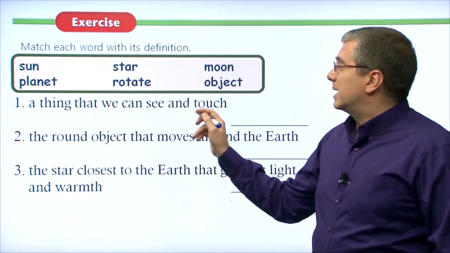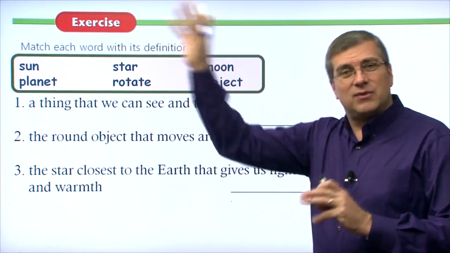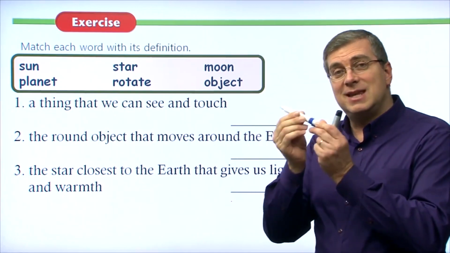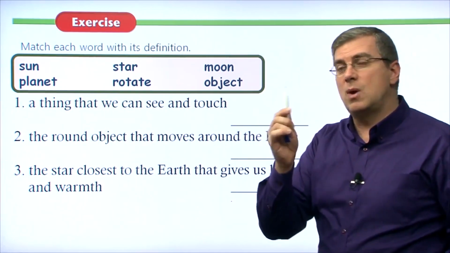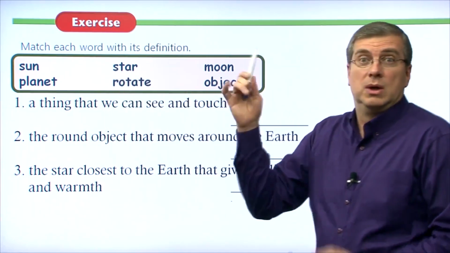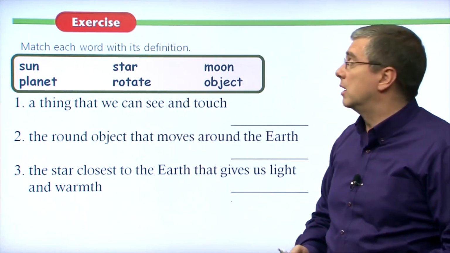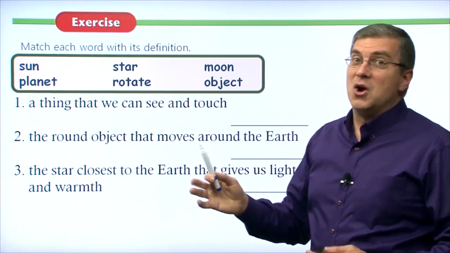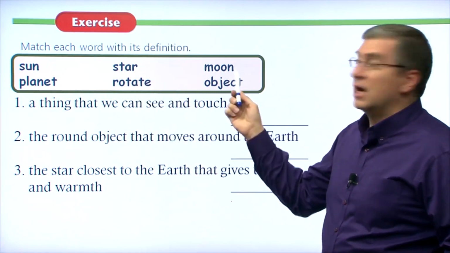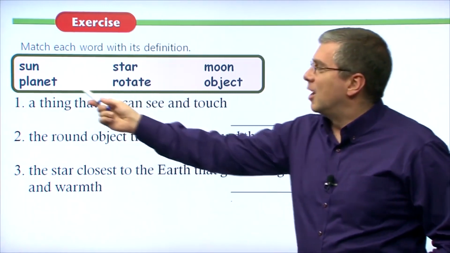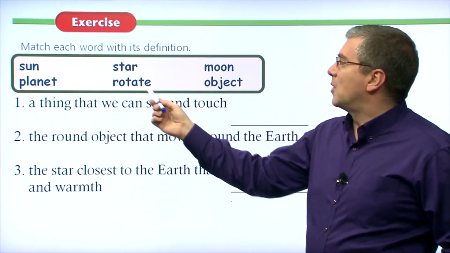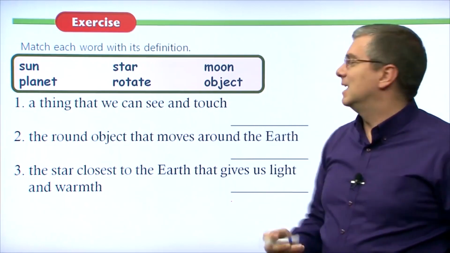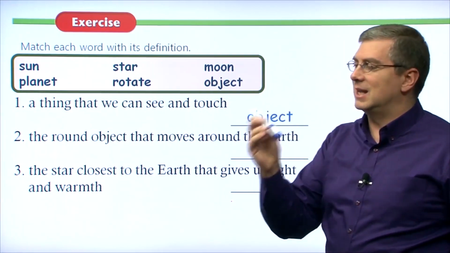Let's move on. We can see and touch. It doesn't have to be in space. It can be here on Earth. It can be in my hand. I can see this. I can touch it. This is what? Is it a sun? No, that would be too heavy and I would burn. We would all burn if it was a sun. A star? No, because a star and a sun are the same thing. A moon? No, that would be too heavy. A planet? Absolutely not. Rotate? Object. Our only word that really fits that I can hold in my hand is an object. I can see it and touch it.